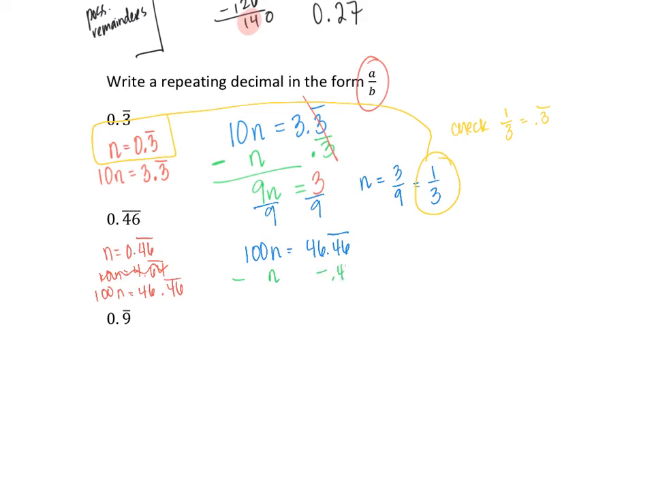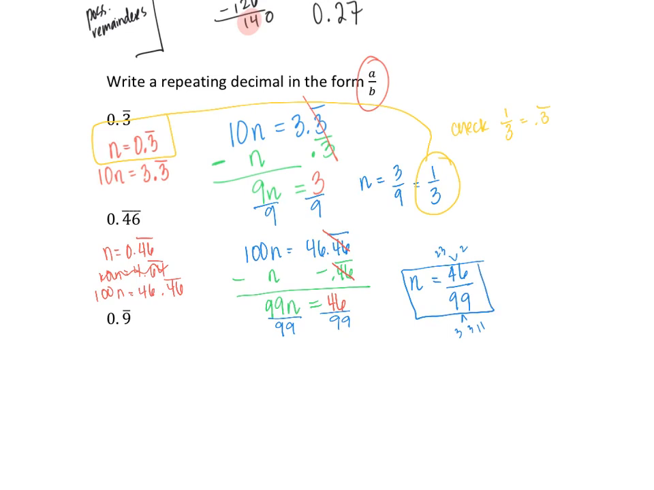So take away that 0.46 bar, and it ends up that we'll have 99n equals, and you can see that repetition cancel out, we'll have 46. So then to solve this, dividing by 99, we end up that n is equal to 46 over 99. We could try and simplify that, but I don't think that simplifies. We have 23 and 2, and this is 3 times 11, so it can't reduce. So that would be my final answer.